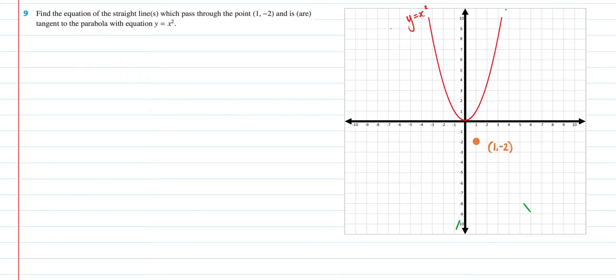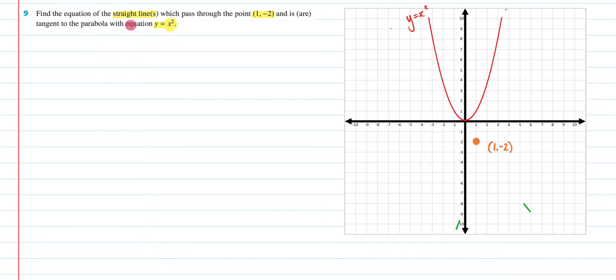Alright, so we are working through the last question of the exercise, which is question 9. It reads, find the equation of the straight lines which pass through the point (1, -2) and are tangent to the parabola with equation y equals x squared. Now, how are we going to approach this problem?